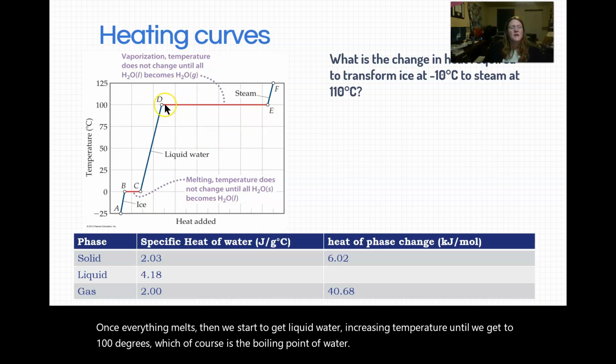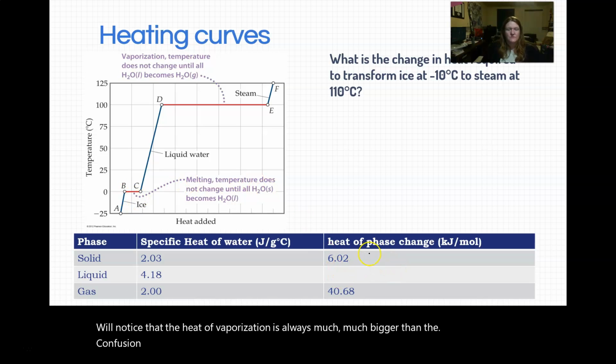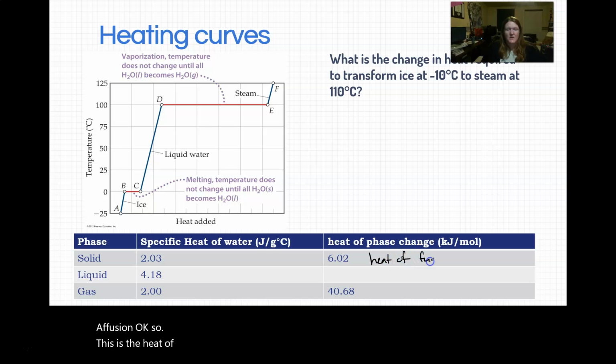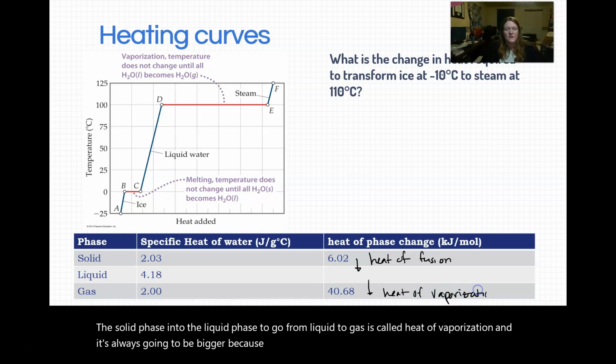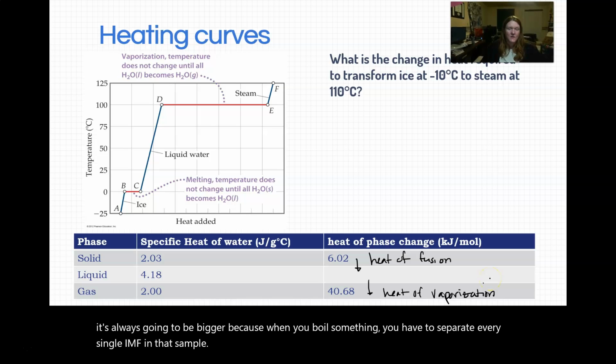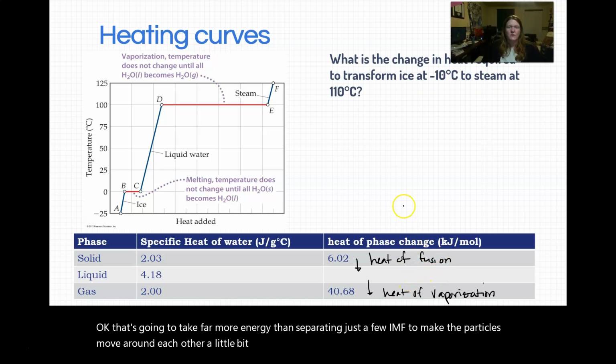Okay. We'll notice that the heat of vaporization is always much, much bigger than the heat of fusion. Okay, so this is the heat of fusion because it's going from the solid phase into the liquid phase. To go from liquid to gas is called heat of vaporization, and it's always going to be bigger because when you boil something, you have to separate every single IMF in that sample. Okay, that's going to take far more energy than separating just a few IMF to make the particles move around each other a little bit more, like they do when they're a liquid.